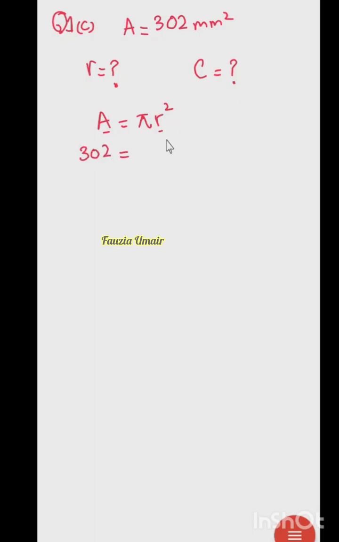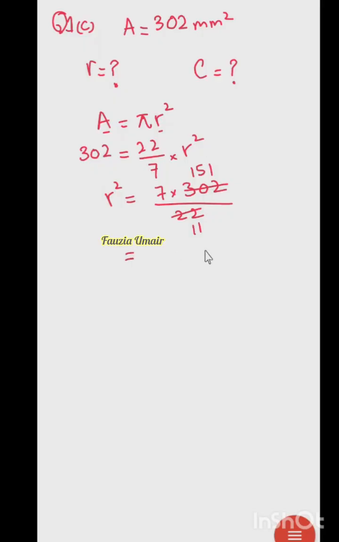302 is equal to, now we need to put the value of pi. You can use any value. Let's use 22/7. Multiply by r square. Okay? So take this 22/7 on the other side of the equation. So r square is equal to 7 multiplied by 302 divided by 22, right? Now you can divide it by 2 maybe. 2 11s are 22. So half of 302 is 151. So 151, you cannot divide by 11, right? So keep it as it is. So 7 multiplied by 151: 7 5s are 35, and it is 1057 divided by 11.